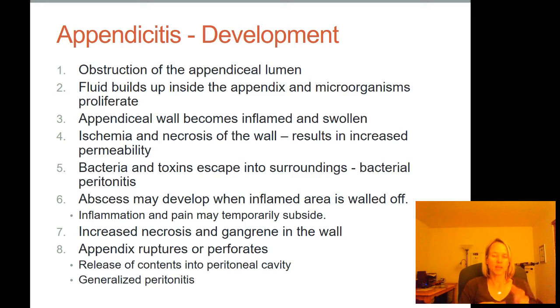An abscess can develop if that inflamed area gets walled off, and that may lead to a temporary decrease in pain and inflammation. But then we end up getting necrosis and gangrene of the wall, and eventually this can cause the appendix to rupture or perforate, and then it releases its contents into the peritoneal cavity, and that can cause peritonitis.